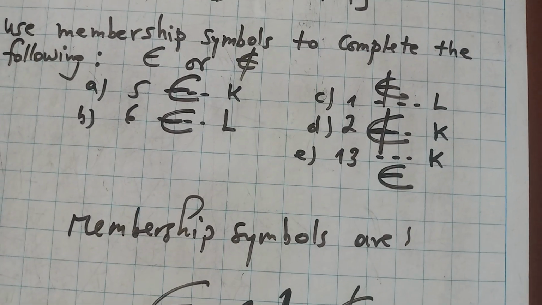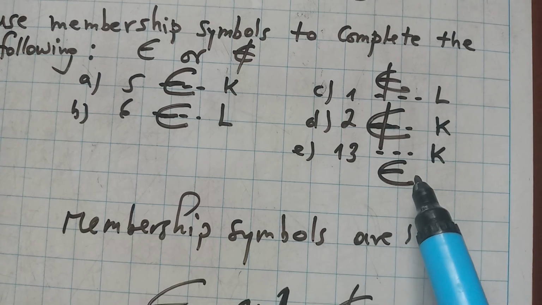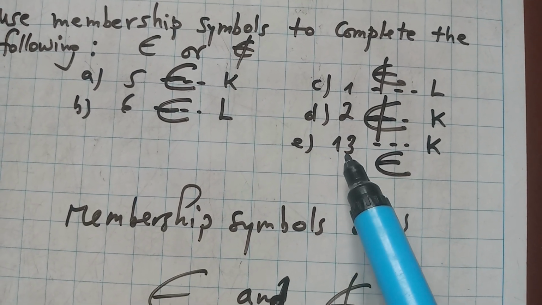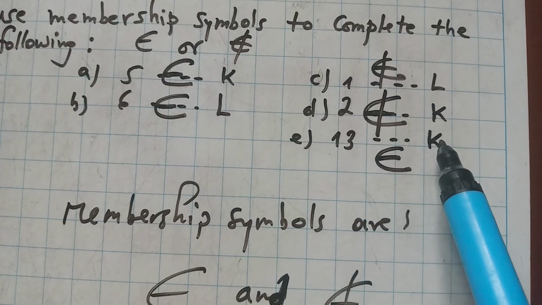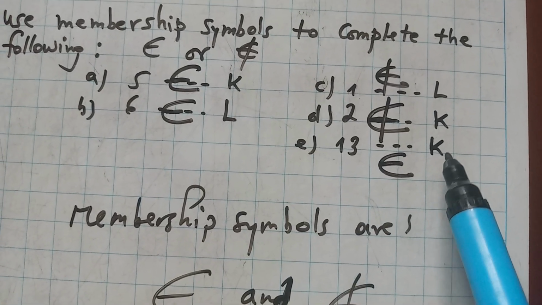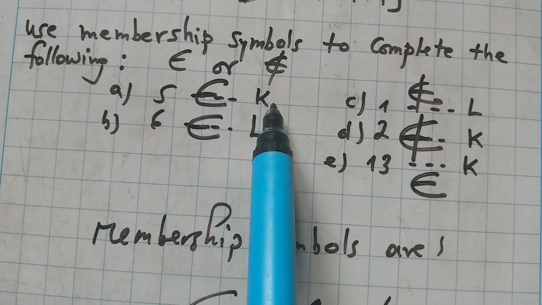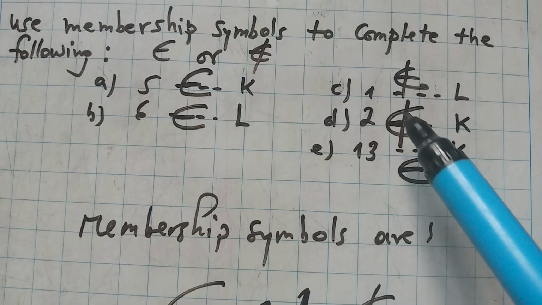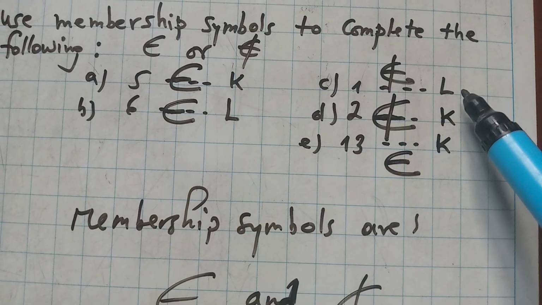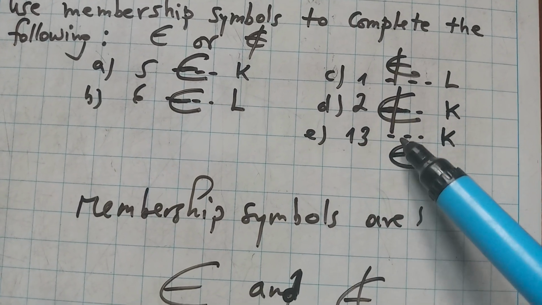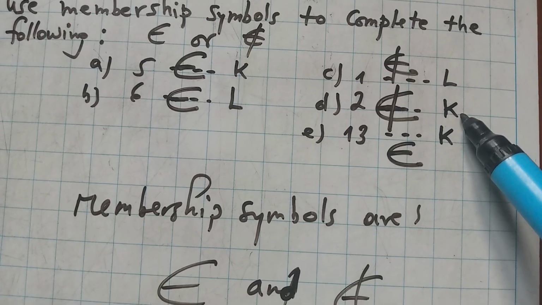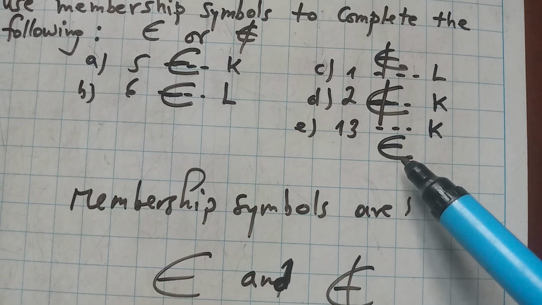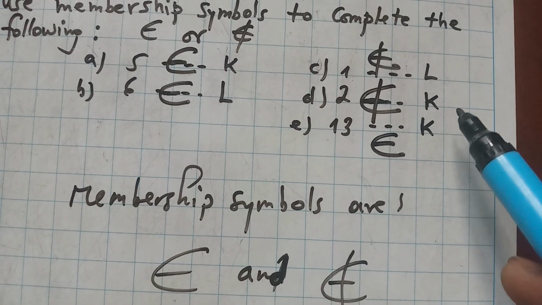That's why we'll use this symbol to mean that 13 is a member of set K. Here you can read 5 belongs to set K, 6 belongs to set L, 1 does not belong to set L, 2 does not belong to set K, and number E, which is 13, belongs to set K.